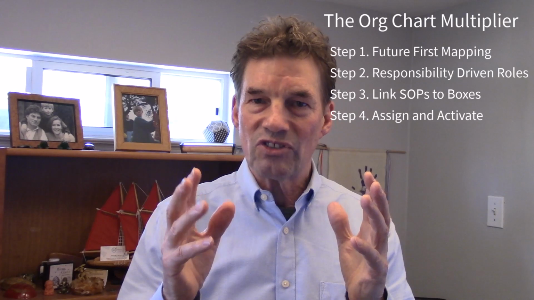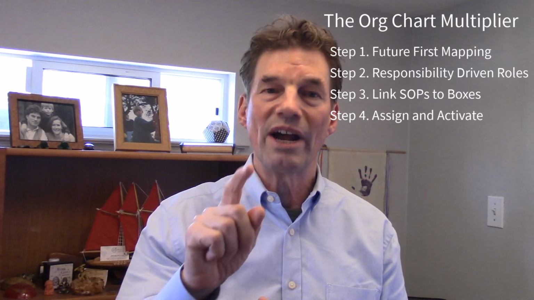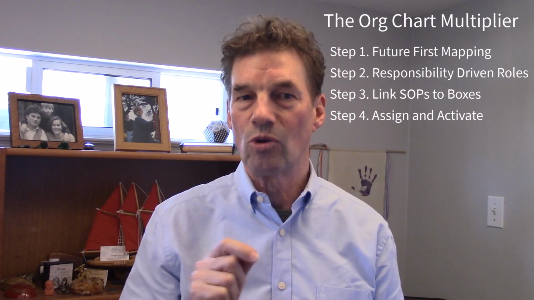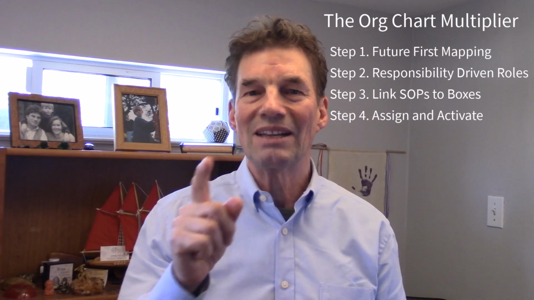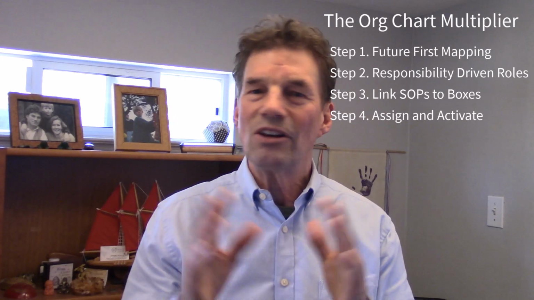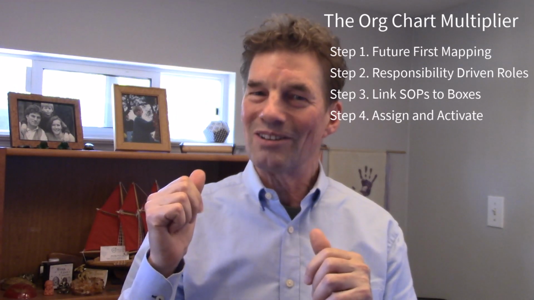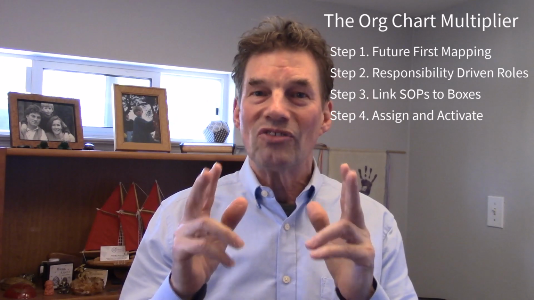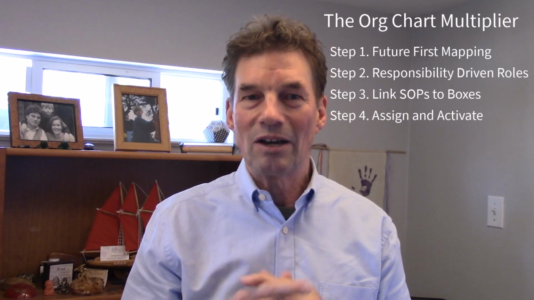If you want to take the first step, pick a role, one role, write 3 to 5 clear outcomes or core responsibilities, identify and link 6 to 8 SOPs. They don't have to be written yet. We'll talk about that in a later video. And now you've just activated the Org Chart Multiplier. Build it right and you won't have to work at nights.